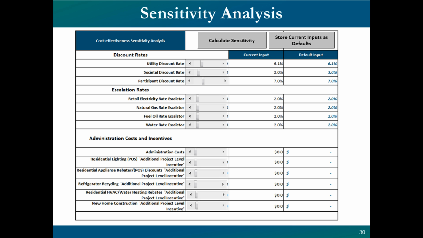Similarly, the user can also do sensitivities on administration costs and incentives, and how having different levels of incentives for each of the programs can change the cost effectiveness tests for certain perspectives. For instance, higher administrative costs will make the program look less attractive from the utilities perspective. So the PAC might have more unfavorable results if the administration costs are really high.